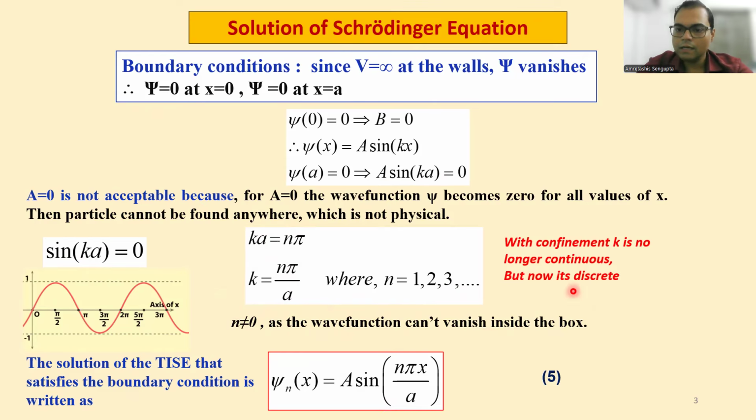We see that with confinement, k is no longer continuous, but has become discrete. Only certain values of k are allowed. Thus, the solution to the time-independent Schrödinger equation, which satisfies our boundary conditions, can be written as psi n of x equals A sine n pi x by a.